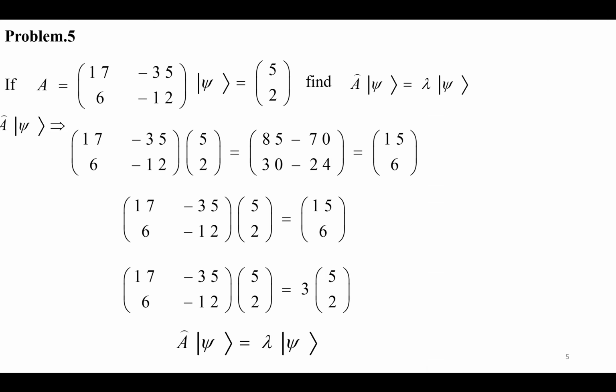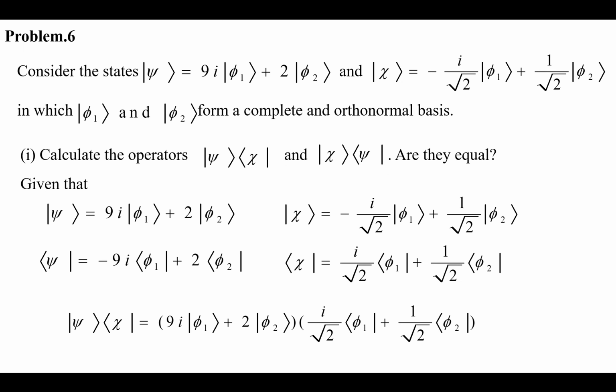We can say it is the eigenket psi, so your lambda will be 3. The 2 by 2 matrix A is the same one, your ket psi will be 5, 2, and your lambda will be 3. Again your ket psi will be 5, 2. So we can say this is an eigenket. It has satisfied A psi equals lambda psi, and lambda we obtained as 3. Now we'll go for the last problem, problem number 6.